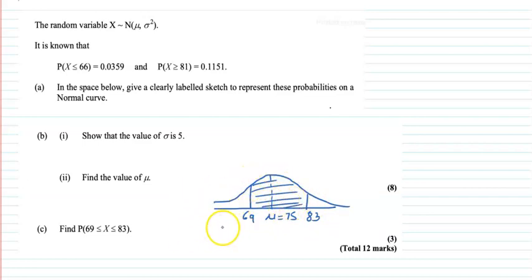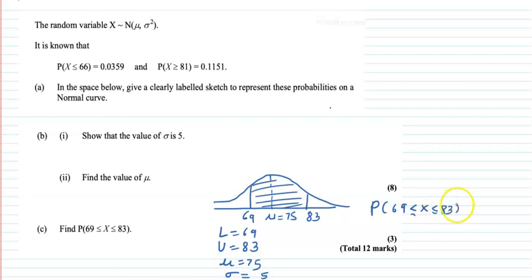So here our lower value will be 69, upper value will be 83, mu is 75 and sigma is 5. If we use the option menu number 7 and normal CD, the probability of x when it is between 69 and 83 is 0.8301. That's the answer for C part.